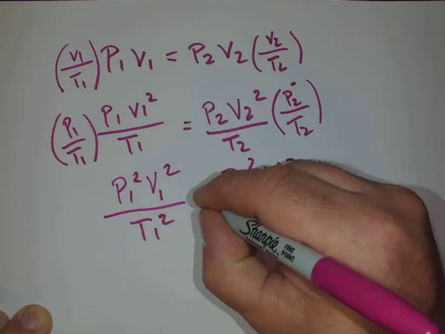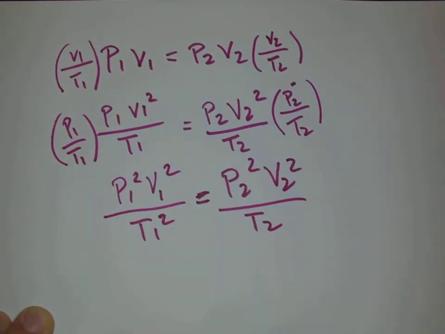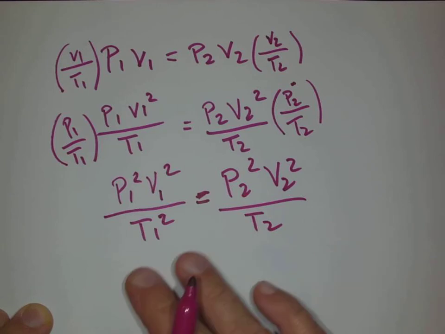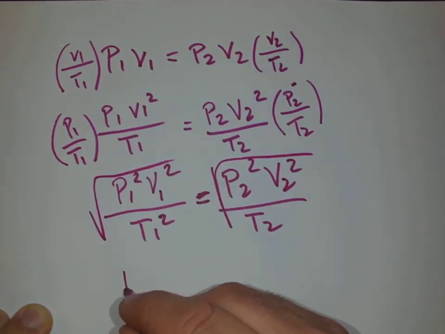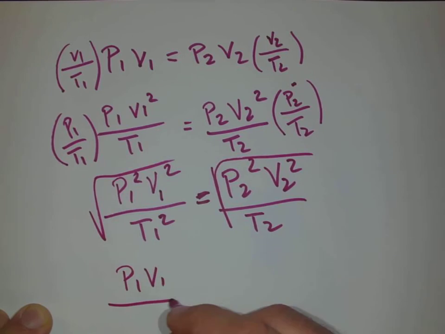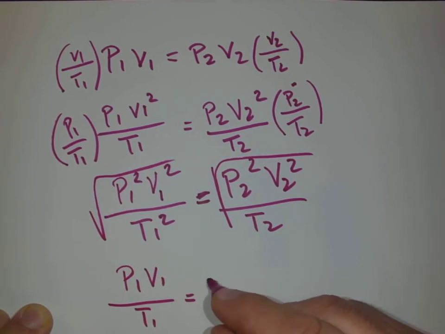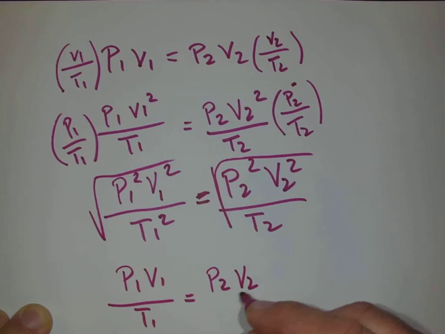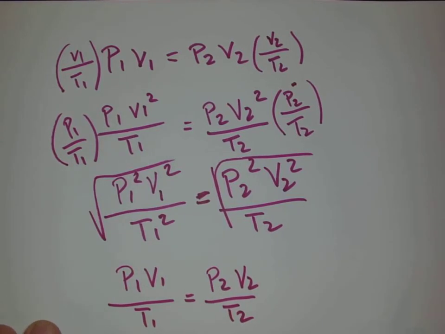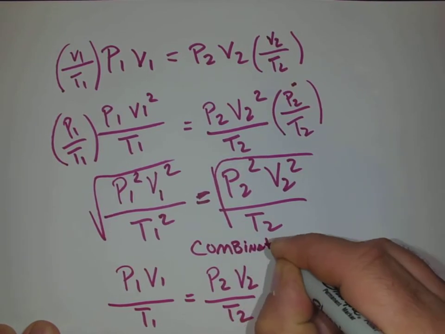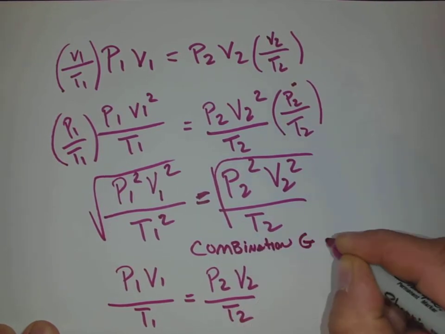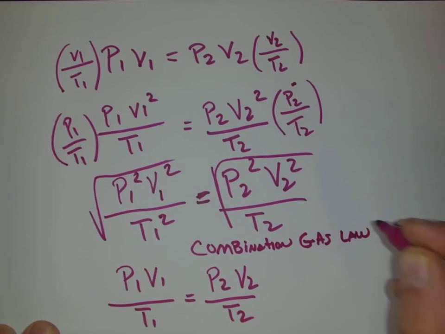Well, that looks like a headache there with all the squares. Now, one way we can simplify this is to take the square root of both sides. And we get P1 times V1 over T1 equals P2 times V2 over T2. So in any textbook you look at, if you look up the combination gas law, you'll find that.